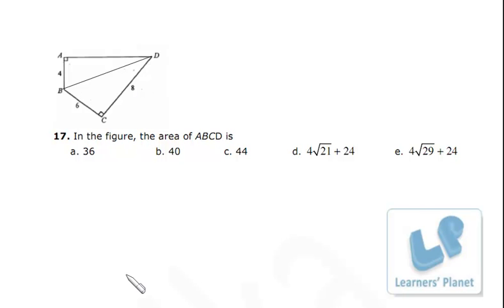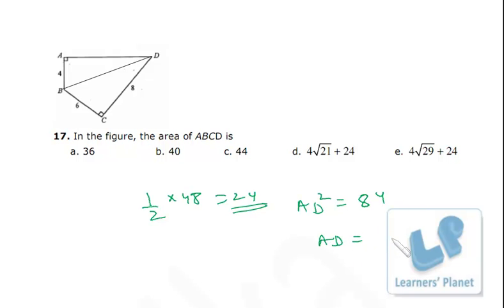So BD is 10. First, the area of triangle BCD will be half base into altitude. So half into 6 into 8, that is 48, so it is 24. So the area of triangle BCD we have already got, that is 24. Now BD is 10, so BD square will be 100. So AD square will be BD square minus AB square, that is 100 minus 16, which is 84. So AD will be 4 into 21 under root, so it is 2 root 21.